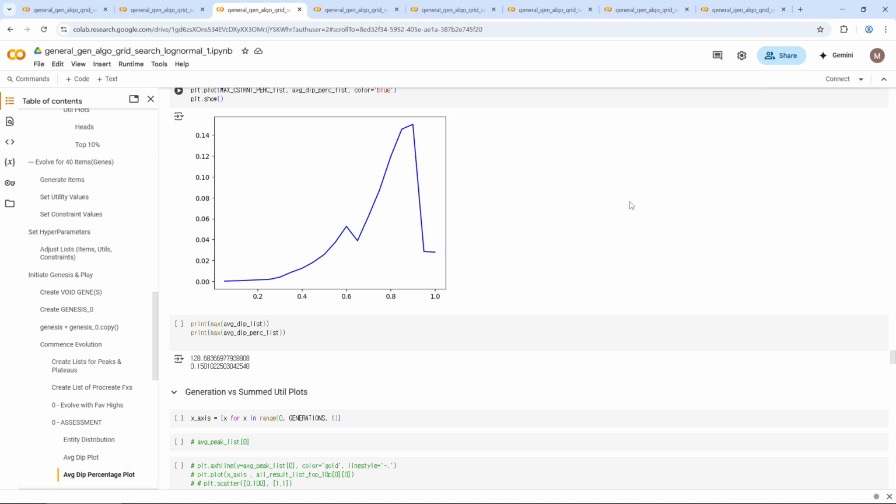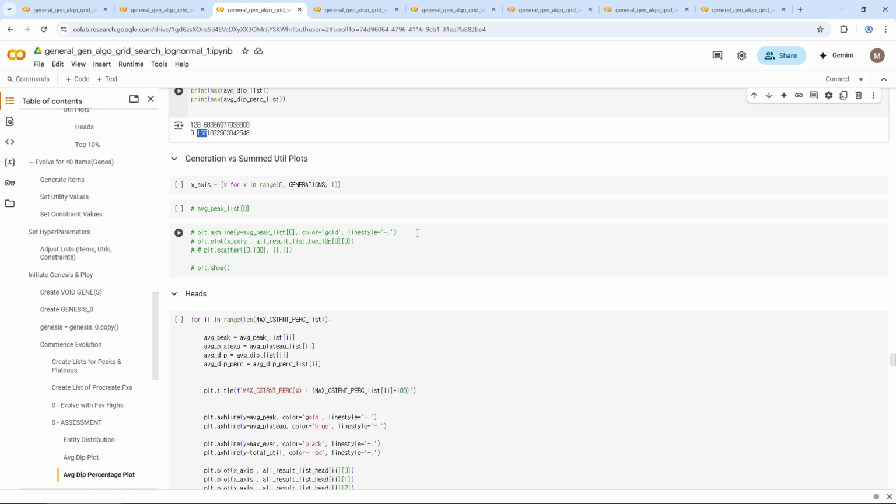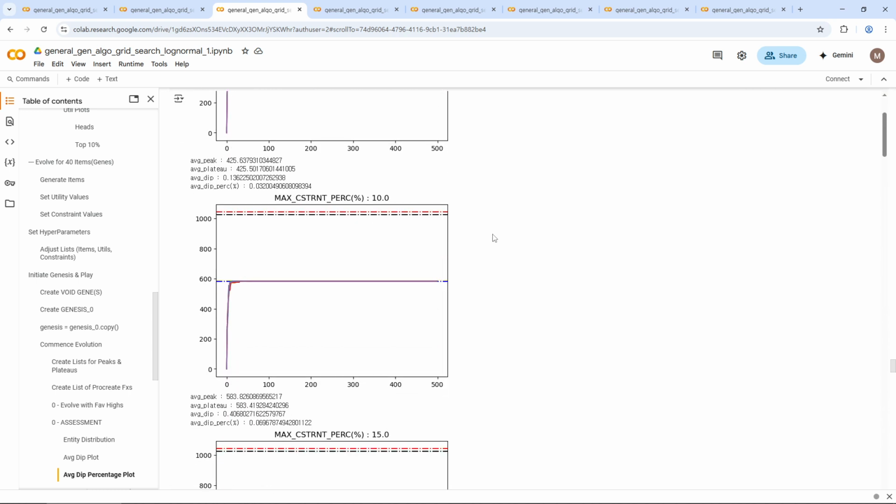Again, we start getting that because now we have more items, more genes, and then higher maximum constraint value. Again, I'm going to repeat myself, but higher maximum constraint percentage value means that little to no entities are being struck out, and therefore little to no procreation happens. Maximum average dip percentage is at 15%, and here are the plots.